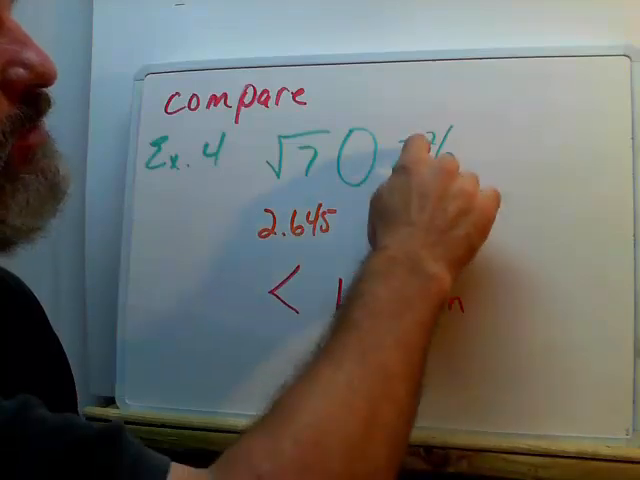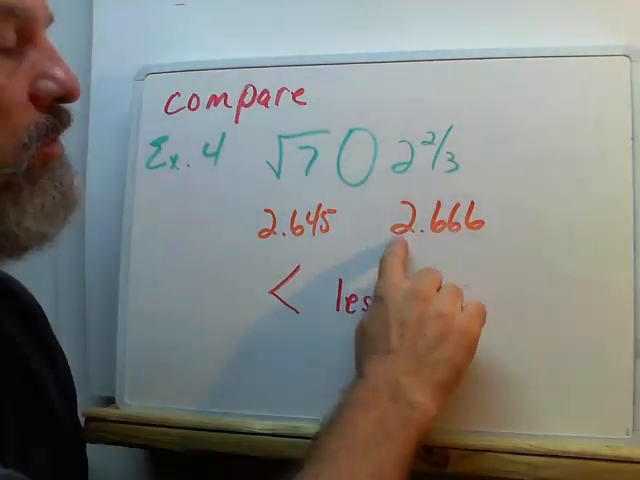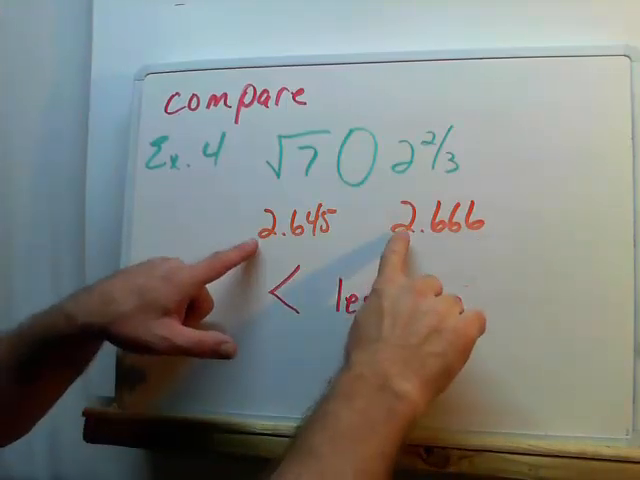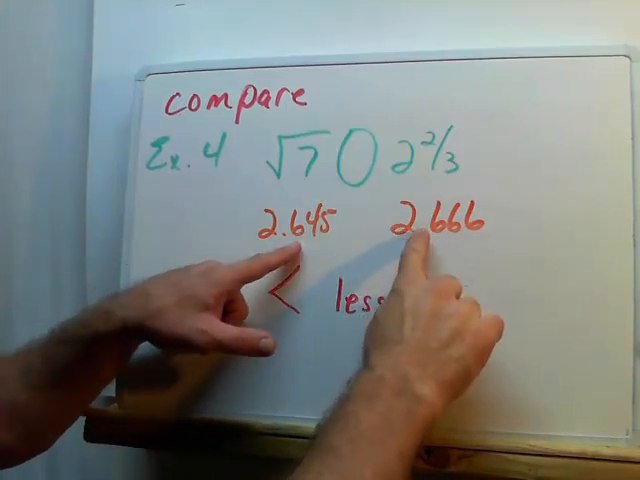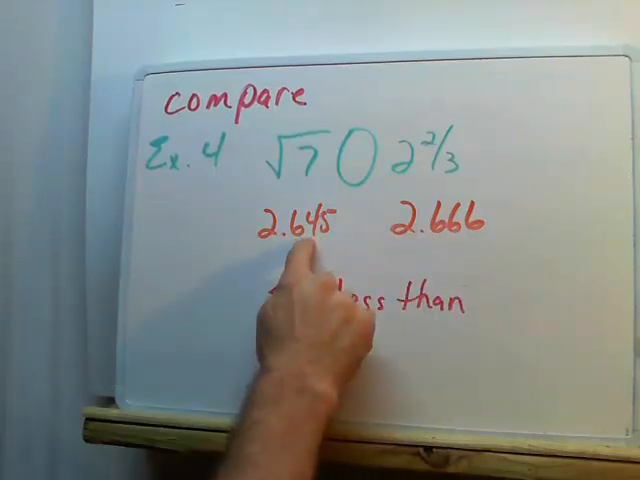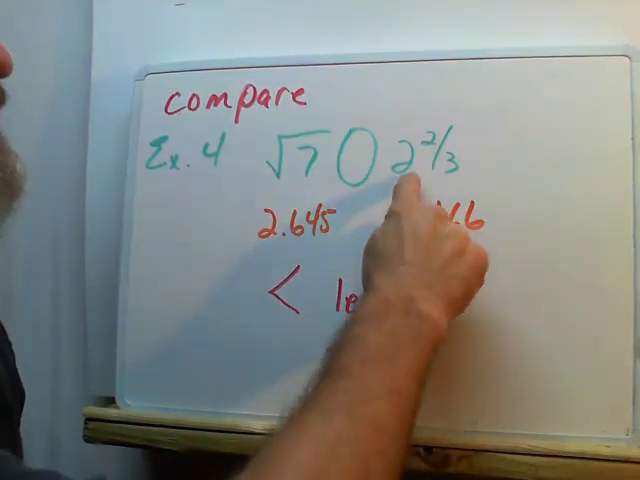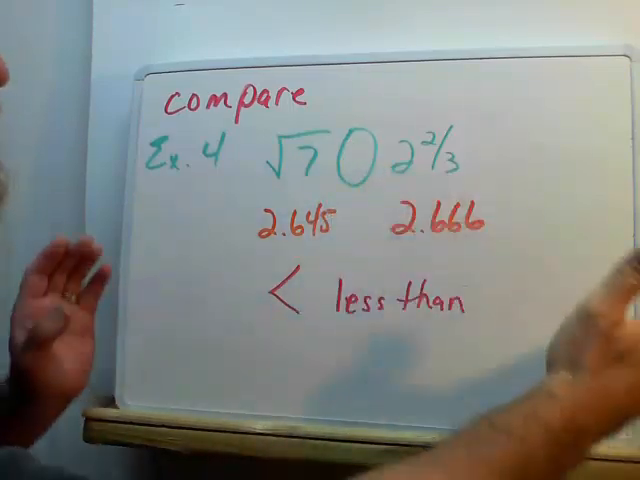This in a calculator, you shouldn't have to use a calculator, but if you need to, it's 2.6 repeating. We're going to put the 3 6s. And now we start comparing. The same here, and we're less than here. So the square root of 7 is less than 2 2/3. So you would put less than in your answer.